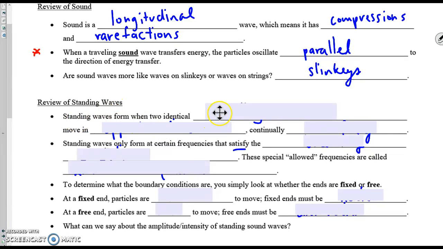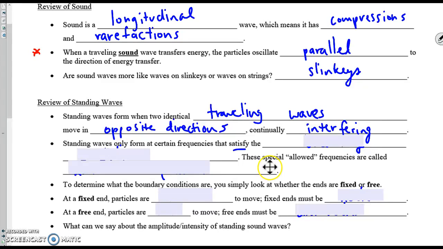To recap what we've learned already, standing waves form when two identical traveling waves move in opposite directions and they continually interfere. So you have two waves moving in opposite directions, traveling and interfering with each other.